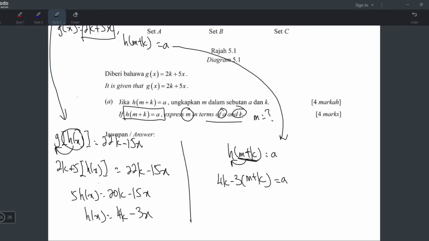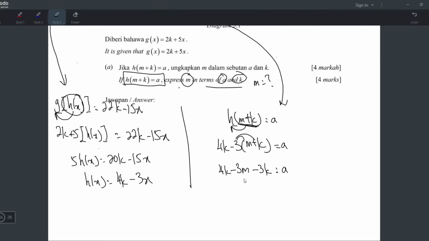Okay, the question says m in terms of a and k, right? If you look at your equation now, there is m, k, and a. So now we just have to make m single. First we multiply. Negative 3 times m is negative 3m. Negative 3 times k is negative 3k, equals a. And after you make m single, you get the answer already, because they say the answer can be in terms of a and k. 4k minus 3k can be left as 1k. And then the a sent over here becomes minus a. Minus 3m sent over there becomes 3m. And m we want single, right? So m equals (k minus a) over 3. So this is the answer for m, and it's in terms of a and k as you can see. Alright, that's all.